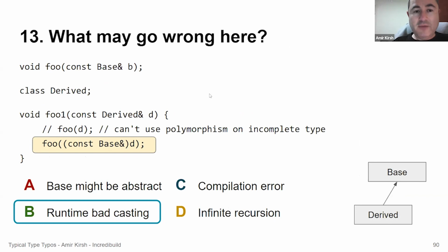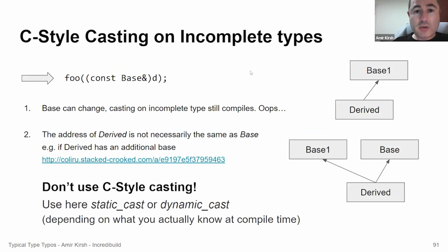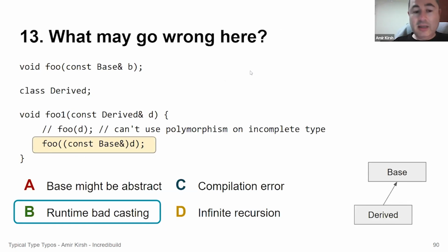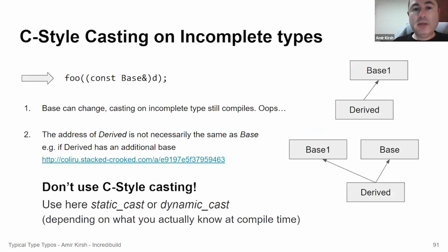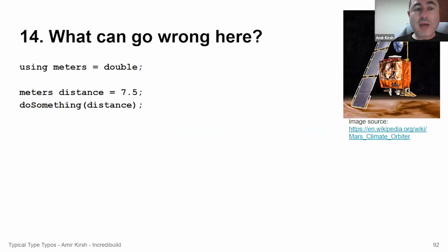It's not enough information. But with a C-style cast, the compiler does perform the casting, but without the proper information. So at the end, it might become a runtime bad casting, which is undefined behavior. Okay, let's go to the next one.